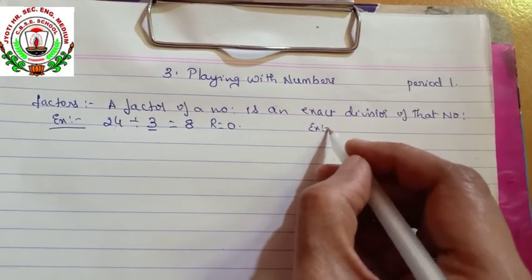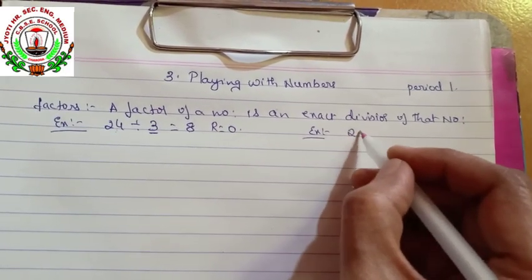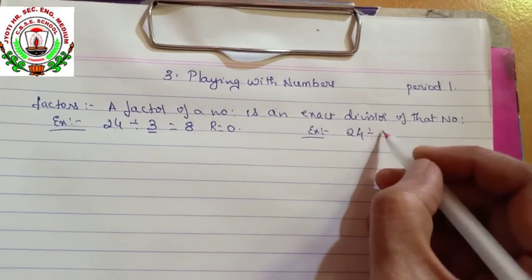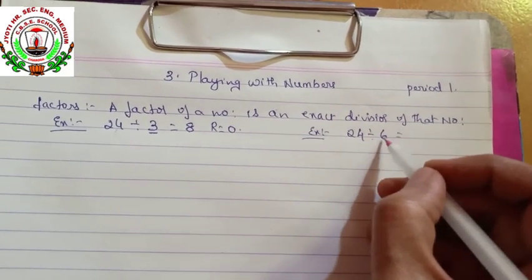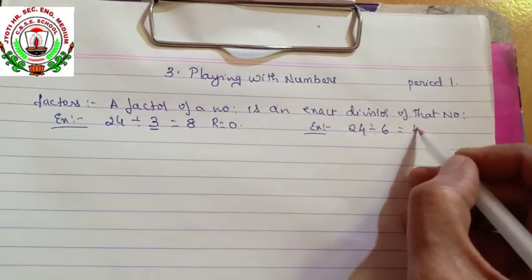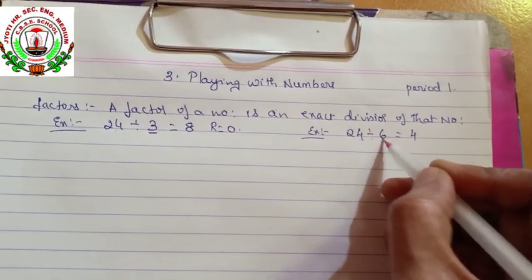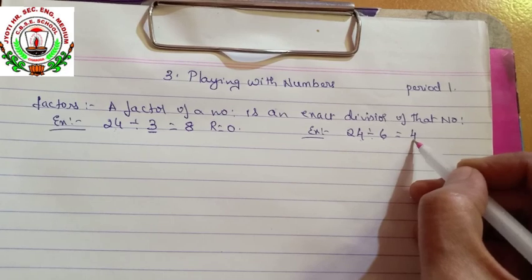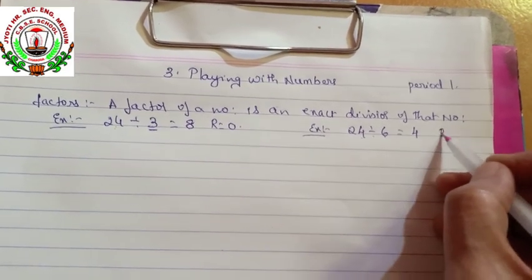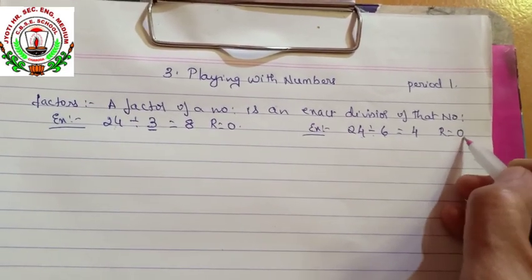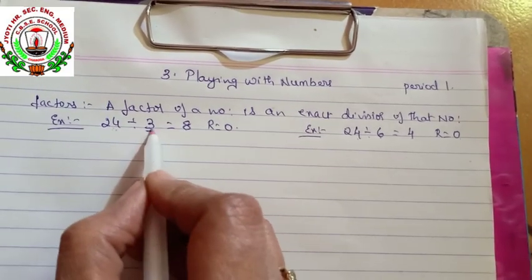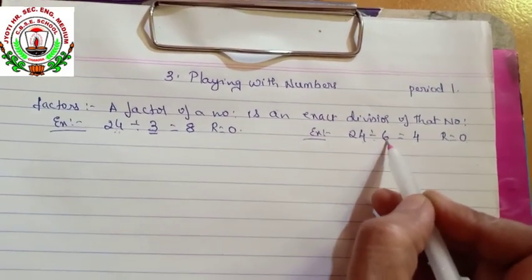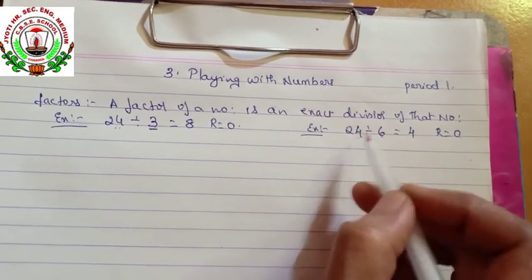One more example, when I write 24 divided by 6. 6 table 24, 4 times, which means 6 is a factor of 24 because it divides 4 times without a remainder. The remainder is 0. So here 3 is a factor of 24, and 6 is also a factor of 24.